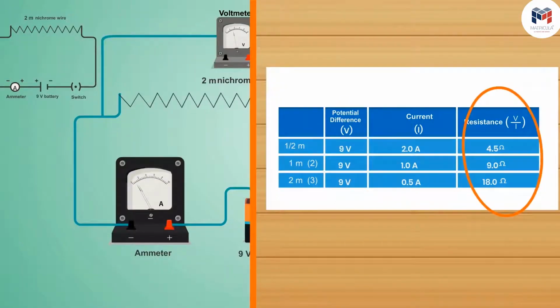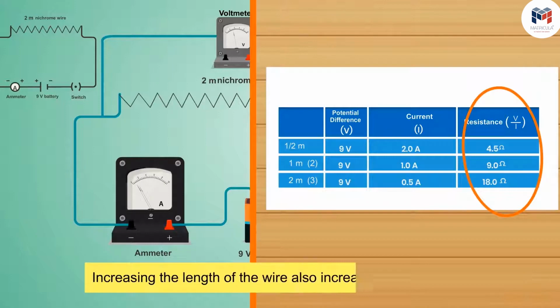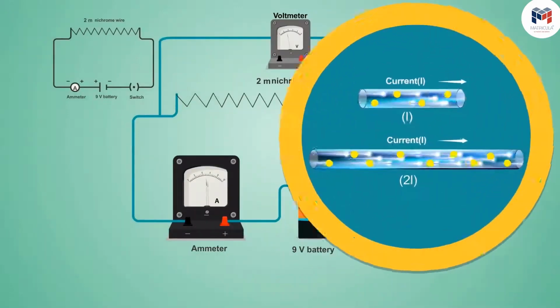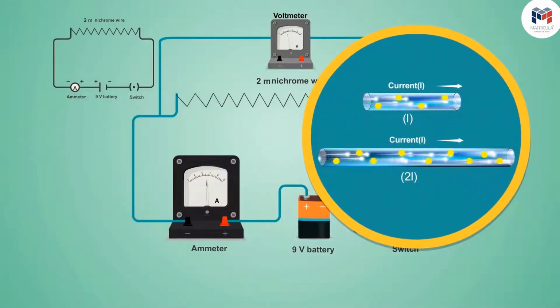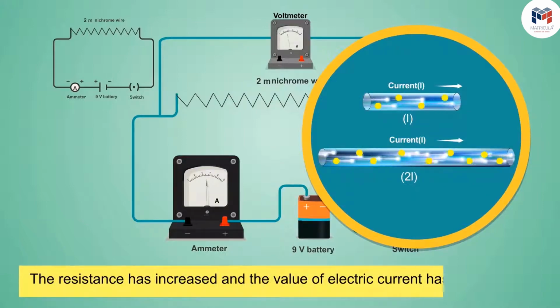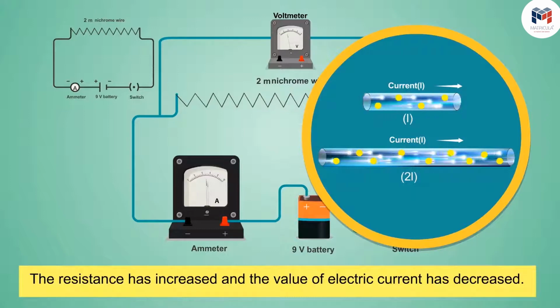This means that the resistance in the circuit is increasing. If the value of the resistance is determined, a pattern will appear. Increasing the length of the wire also increases the resistance. Due to the increase in the length, the electric current has to flow over a larger distance, due to which more resistance is faced by it. This is the reason that the resistance has increased and the value of electric current has decreased.